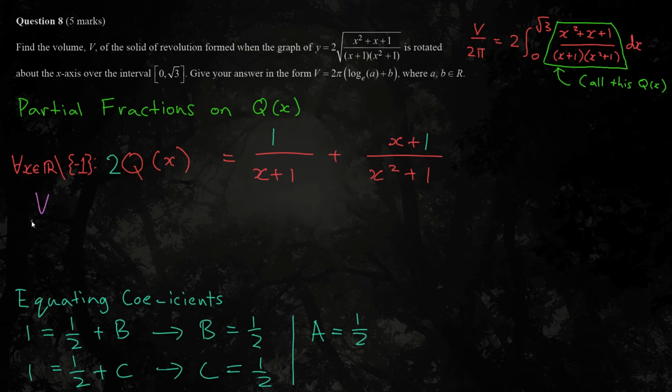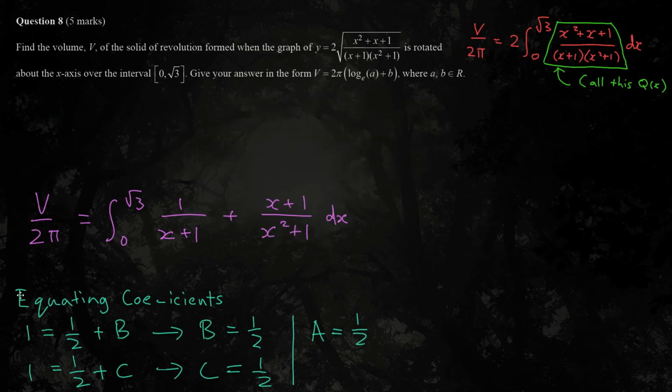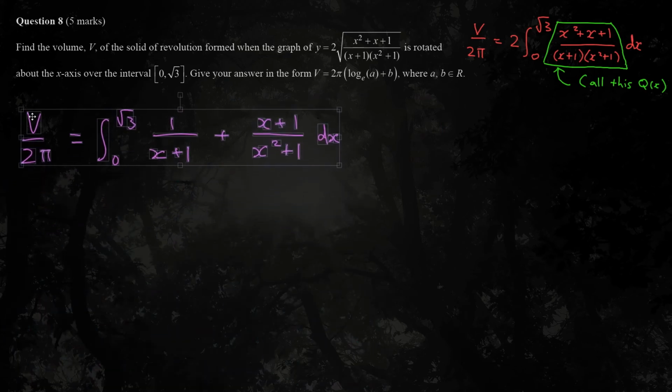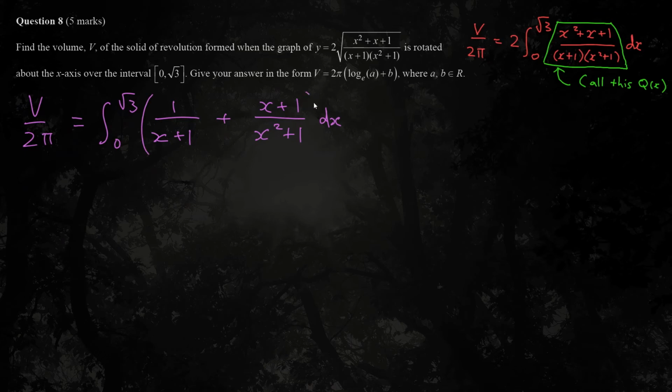So therefore we learn that v over 2 pi equals the integral between 0 and root 3 of 1 over x plus 1 plus x plus 1 over x squared plus 1. We'll get rid of everything else because the whole partial fractions thing was really just to help us get this line. And for the sake of clarity, I feel like putting some brackets in there. It just looks a little bit nicer.